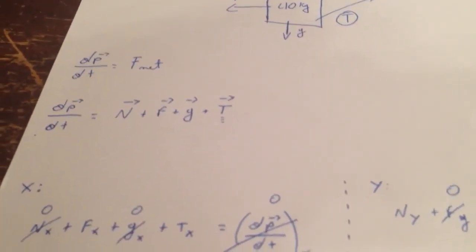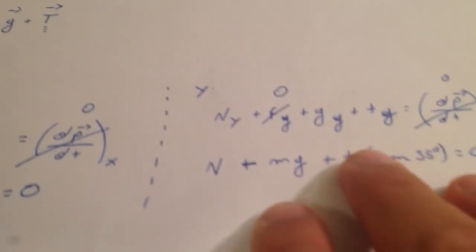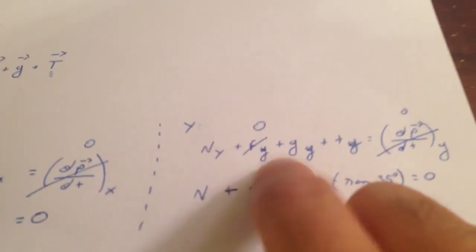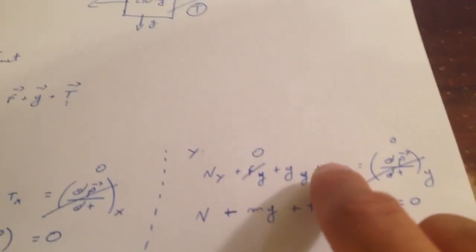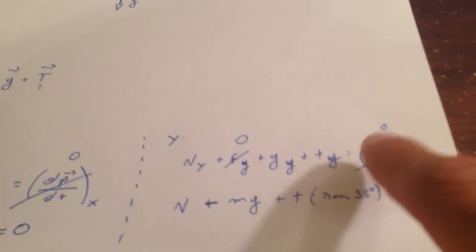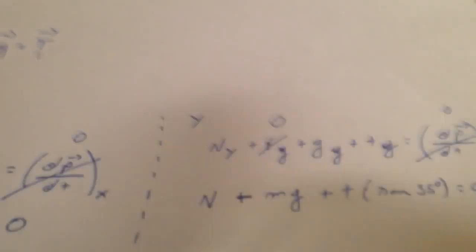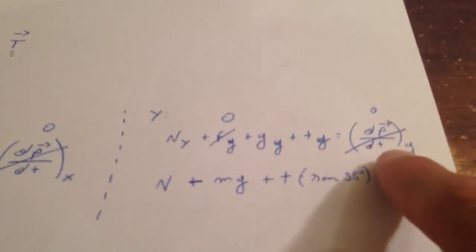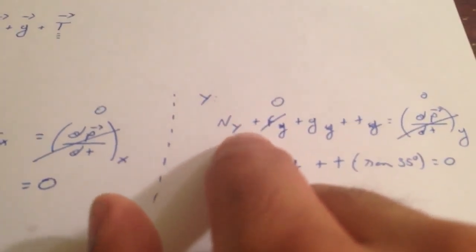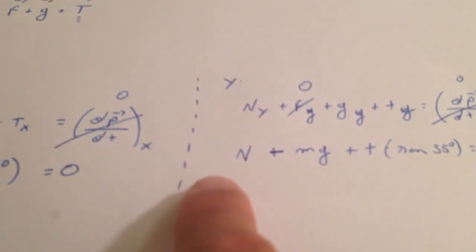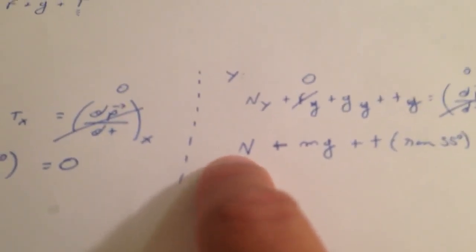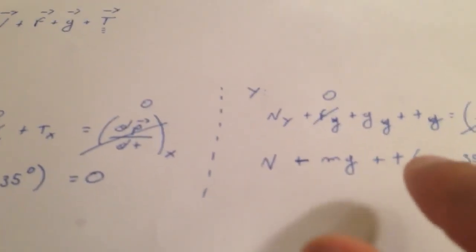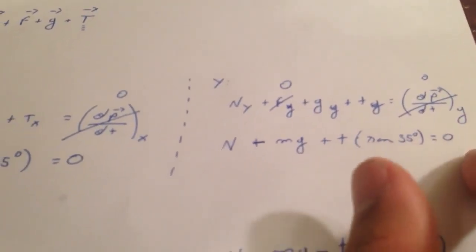Now let's do the same thing on the y section, where the normal force in y plus the frictional force in y plus the gravitational force in y plus the tension force in y equals the rate of change of momentum in the y direction. Same thing here: the speed is constant, so the rate of change of momentum is 0. The frictional force in y is 0. So I only have the normal force minus mass times gravity plus the tension force times sine of 35 equals 0.